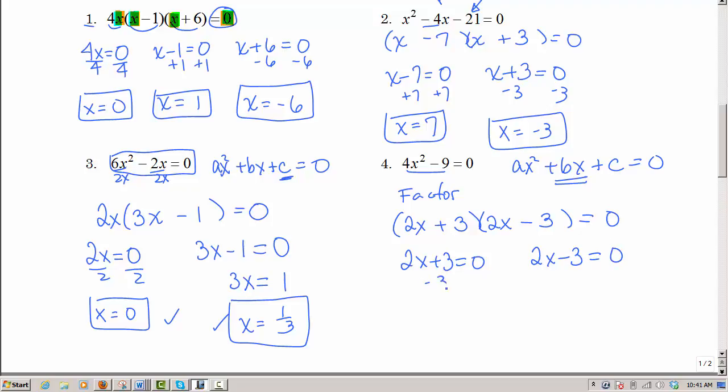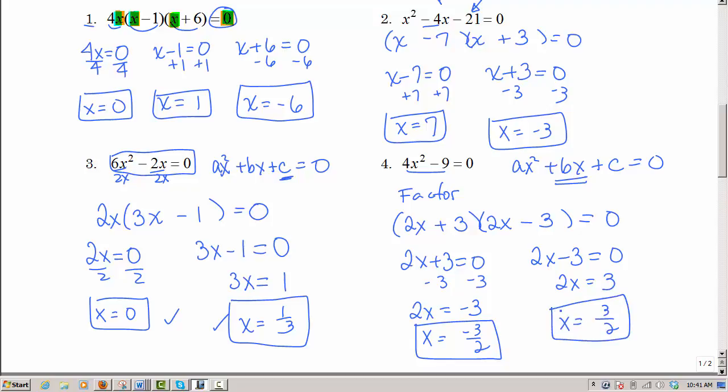So here I'm going to subtract 3. And I'm going to divide by 2. So I get -3/2. Over here I'm going to add 3 and divide by 2, and I get +3/2.